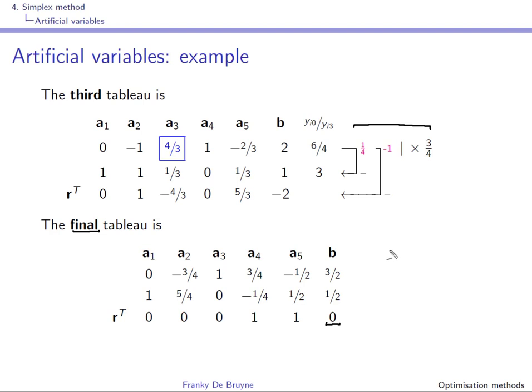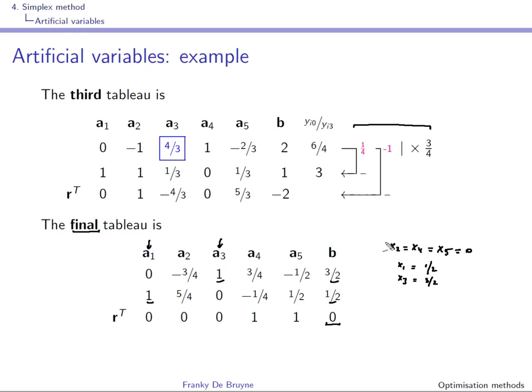So the optimal solution here is x2 is equal to x4 is equal to x5 is equal to 0, of course. And then you see basic variables in x1 and x3. So we have x1 is equal to, you can see it over here, a half, and x3 is equal to 3/2, right?